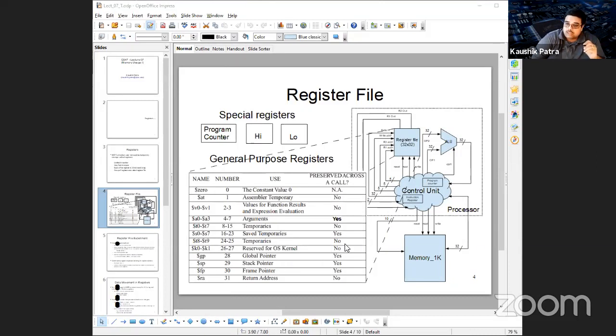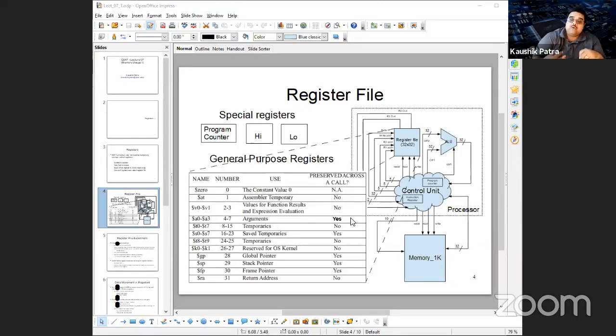And one more thing I would like you to pay attention to is the argument register usage. You'll see in the cheat sheet given in your MIPS book, on the first page, it says that the argument registers are not preserved across a function call.